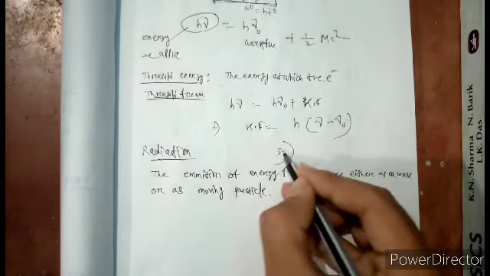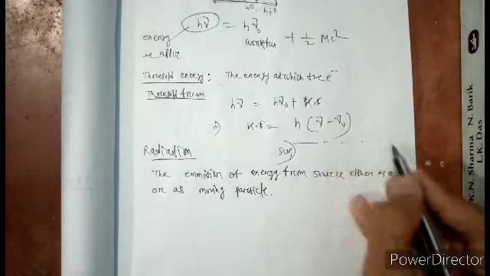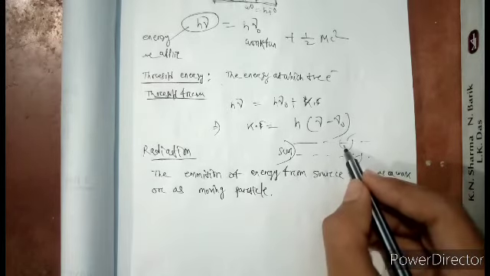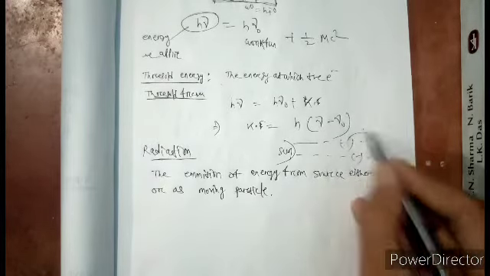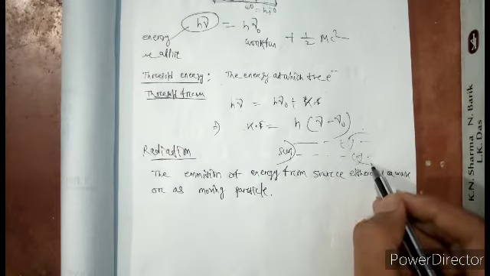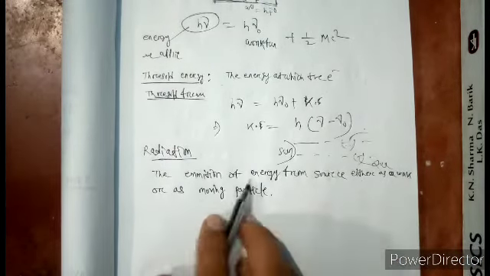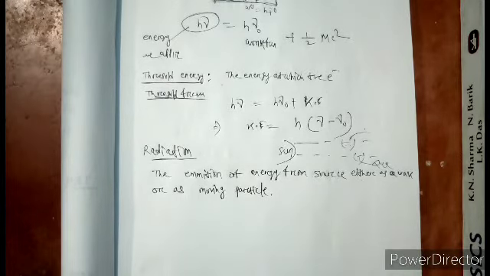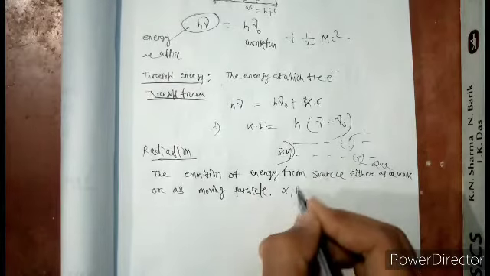If we consider the sun as a source, then the emission of energy is photon and quantum. What is photon? The energy that comes from the source in the form of light is called a photon, and in the form of heat is called a quantum. So the emission of energy from a source either as a wave or as a moving particle is called radiation. Moving particles are alpha particles and beta rays.